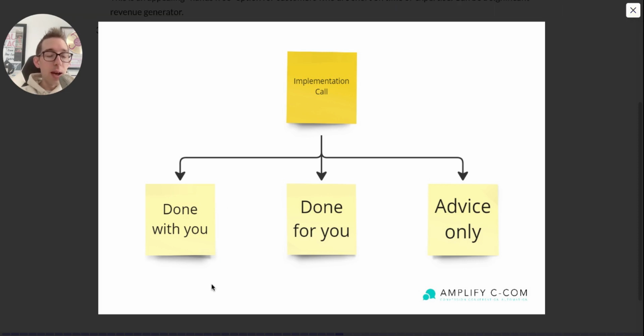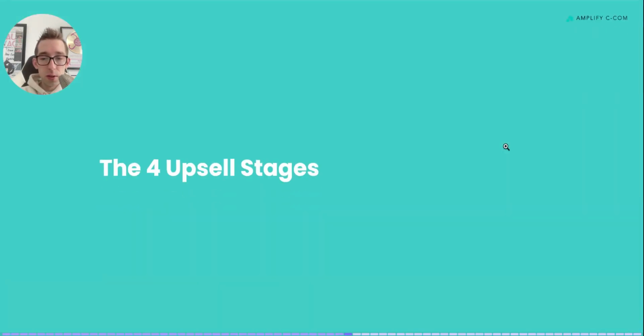So it might be, hey, you bought the front end product. We've given you the templates in OTO 1. So OTO 1, one-time offer. They get to the second upsell, and it's like, hey, would you like us to help you implement that? Yeah, right? So it's done with you or done for you or sometimes just advice only.